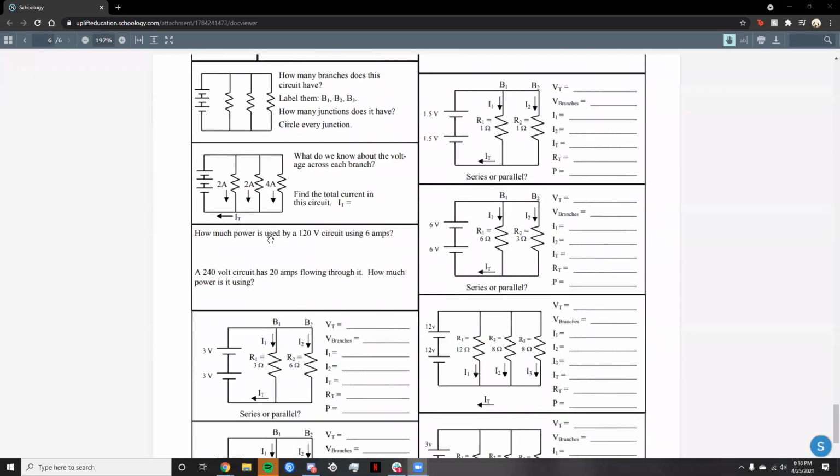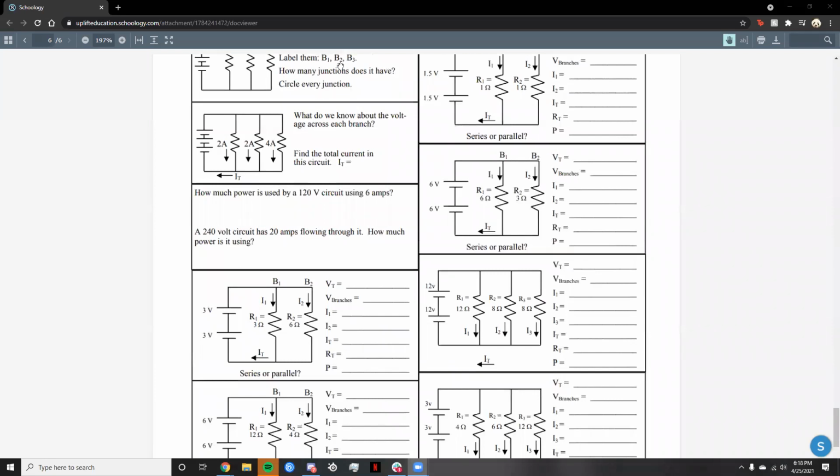Okay, how much power is used by a 120 volt circuit using 6 amps? Since we know P equals V times I, this is easy. 120 times 6 is 720. So 720 watts is that answer.